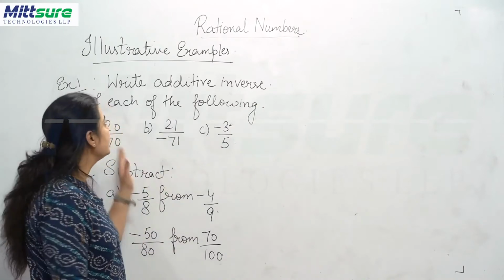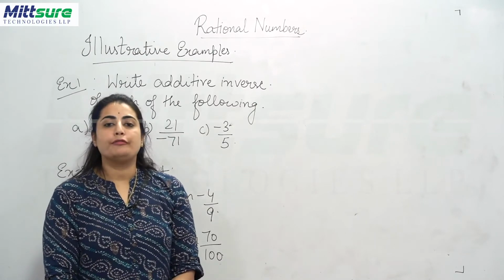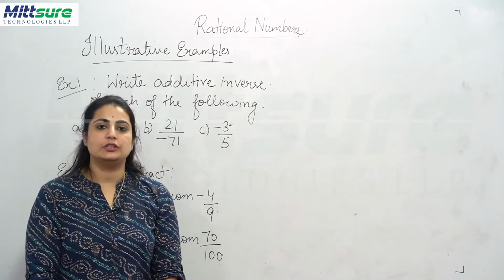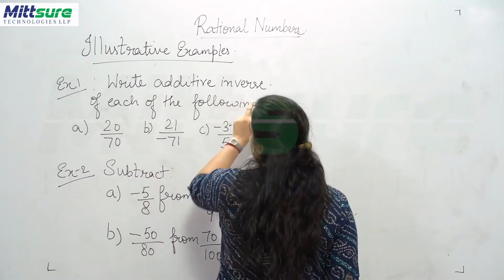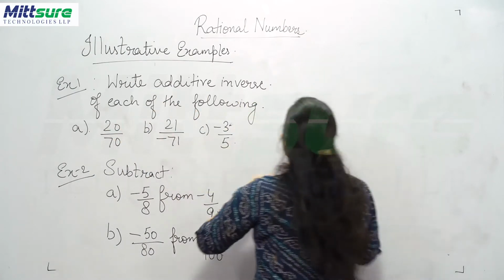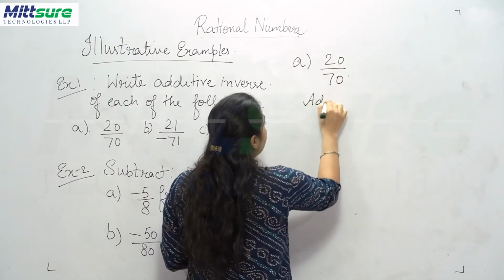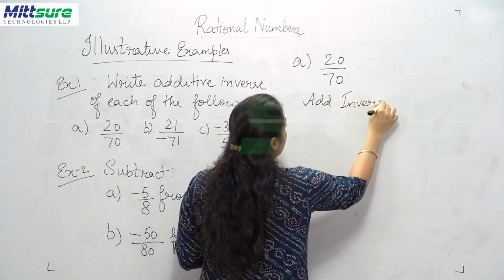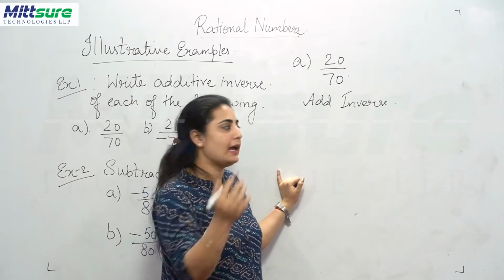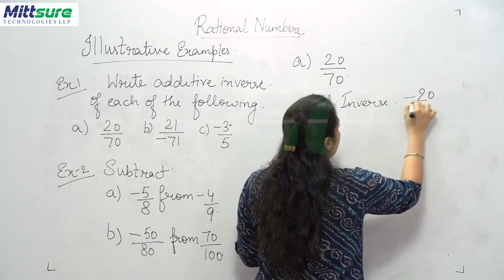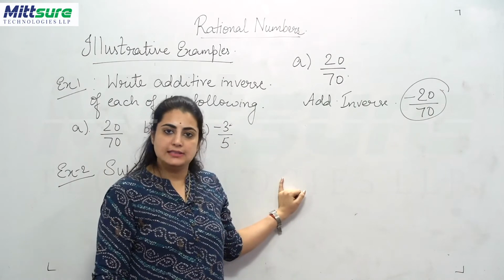So now let us come to some of the illustrative examples based on subtraction of rational numbers and addition of rational numbers. The first question which we will be discussing is: write the additive inverse of each of the following. My first question is 20 upon 70. So the additive inverse is, obviously I told you that additive inverse means opposite sign. So opposite sign gives it a negative sign and the additive inverse becomes minus 20 upon 70.